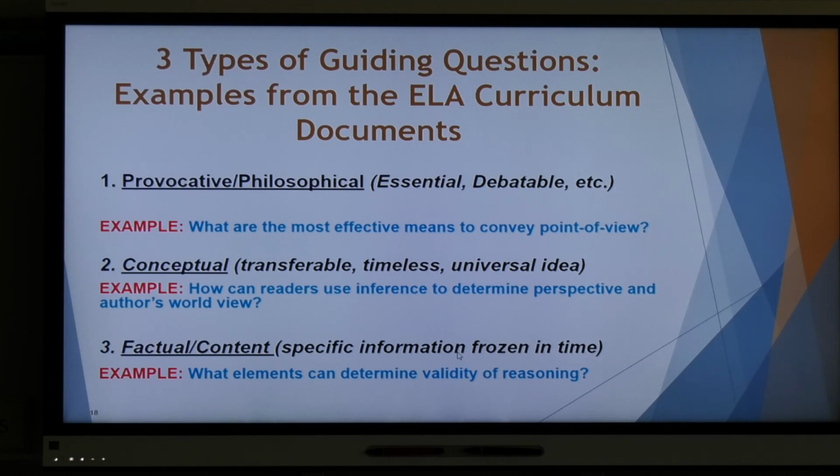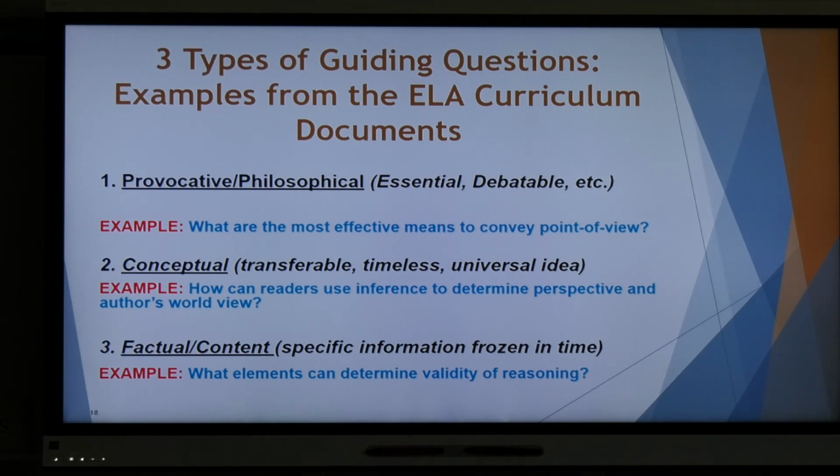We have 3 types of questions. The highest level, if you will, are those provocative ones. What are the most effective ways to convey point of view? So I could ask everyone in this room, and every single one of us would probably have a different opinion about that. And then we could debate it, we could argue it, you could write an essay on that. You're probably only going to have maybe 1 or 2 of those in your units. You're not going to have a ton of those.